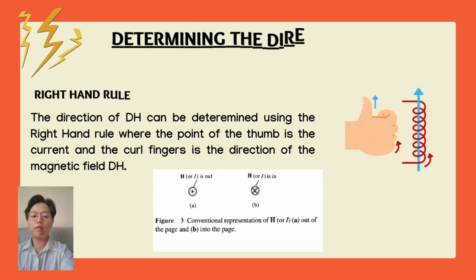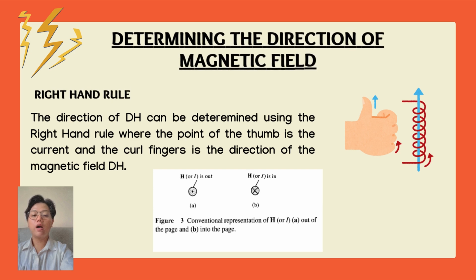To determine the direction of the magnetic field, we consider using the right-hand rule. The direction of dH can be determined using the right-hand rule, where the pointing thumb is the current and the curved fingers show the direction of the magnetic field dH.